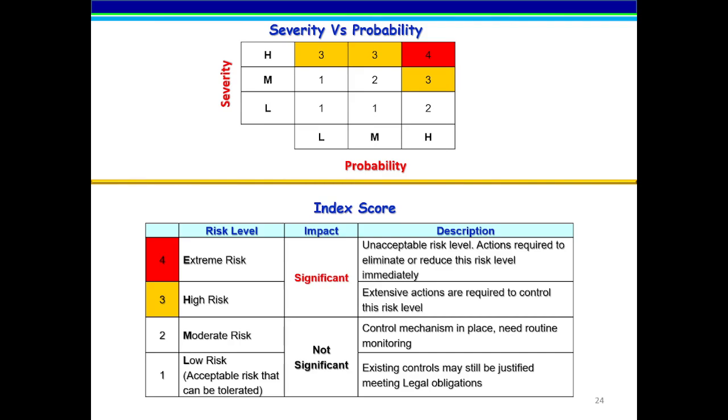Score 2 is moderate risk, which is insignificant, which is tolerable. Score 1 is low risk, which is acceptable risk and that can be tolerated too. This is also insignificant. However, the operation controls for non-significant impacts are also to be monitored and measured at periodic intervals to ensure their effectiveness.